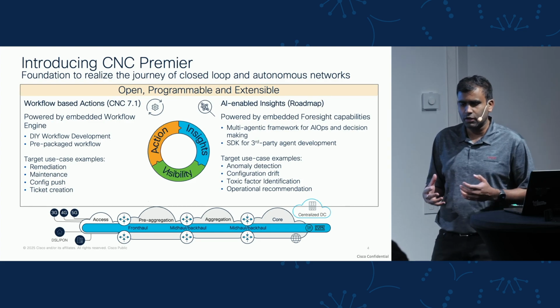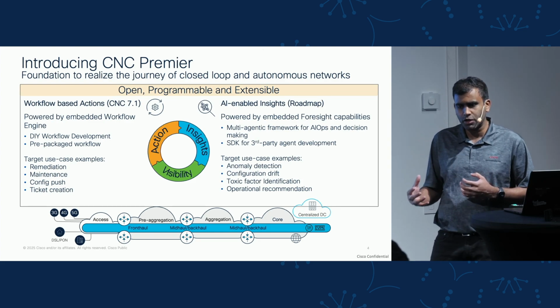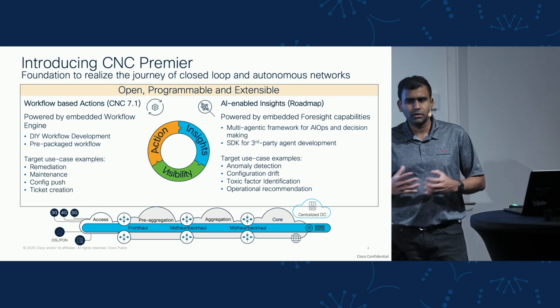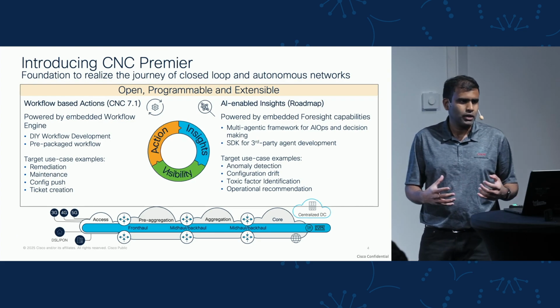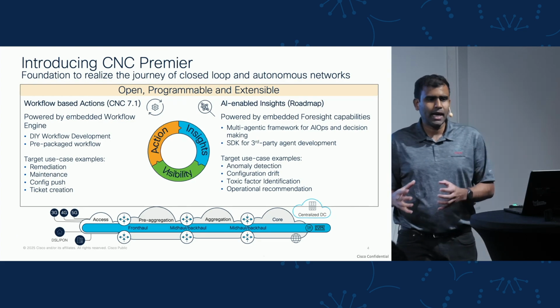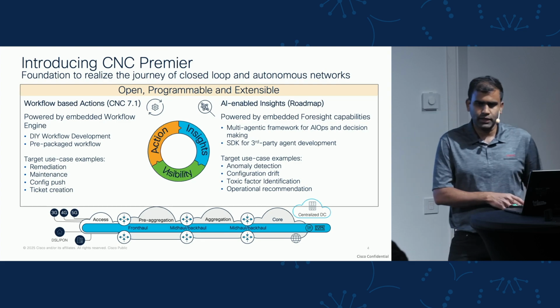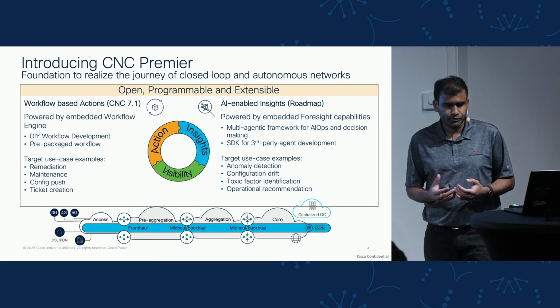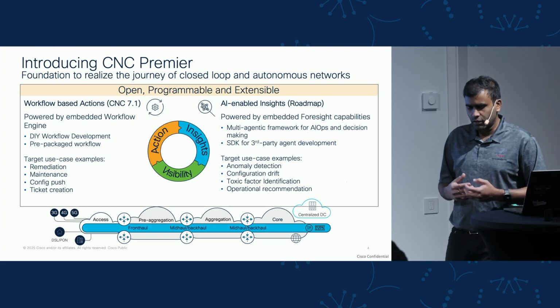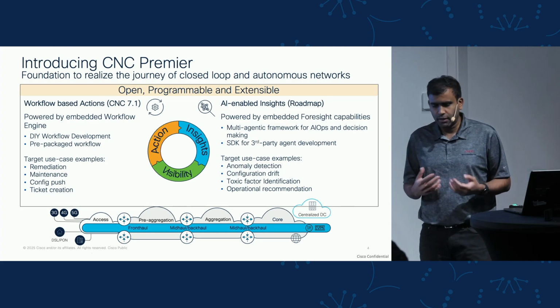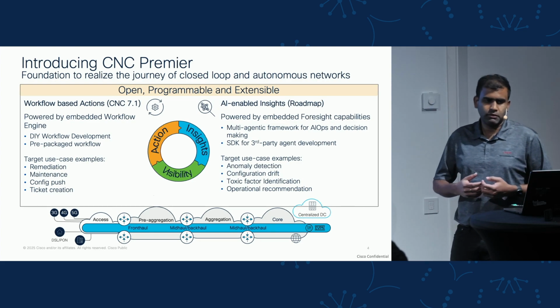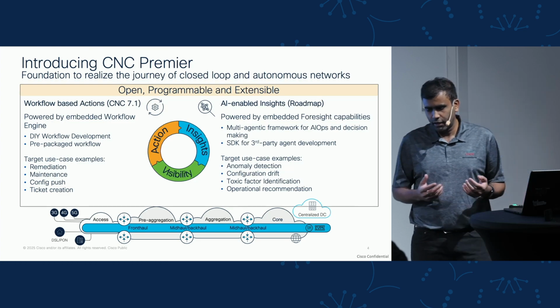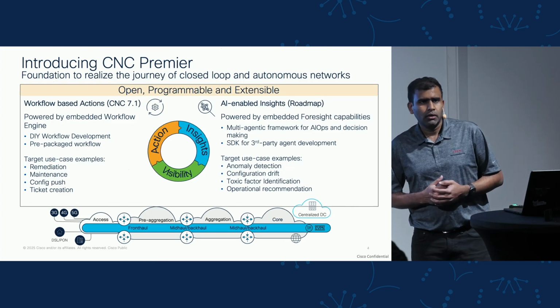When it spots something in your network, you can consider them as the hotspots. And then to fix these hotspots, you need to take an action. These actions can be taken via our CNC, through the CNC Premier tier, using the workflow engine. And as you know, Foresight is a multi-agent framework. It helps you do AI ops and decision making.